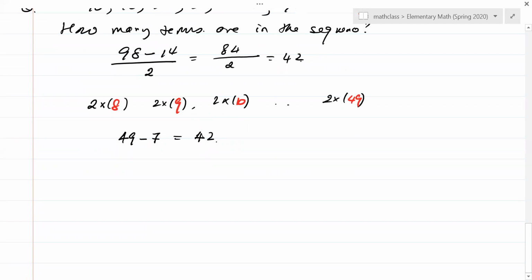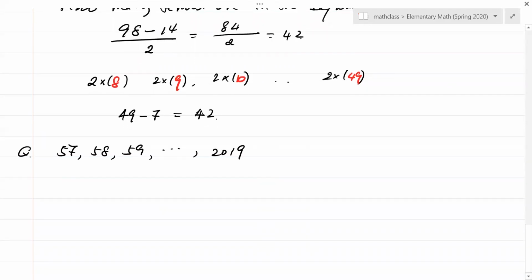All right, let me ask you the following problem, okay? Given 57, 58, 59, and keep going, 2019. How many terms are there?